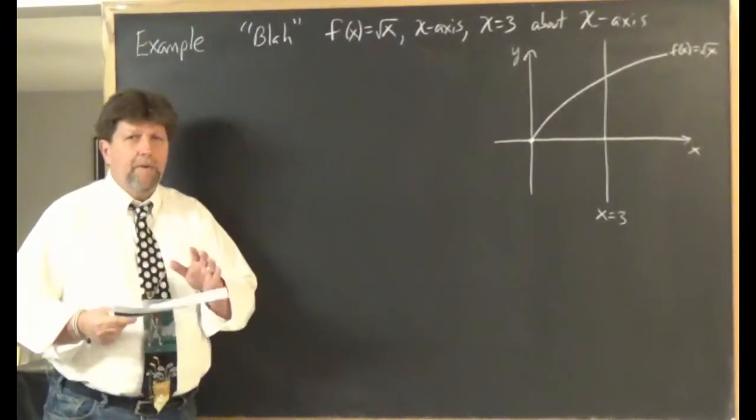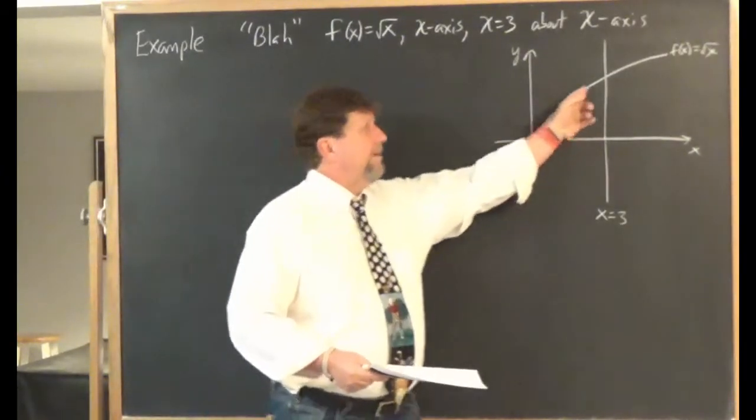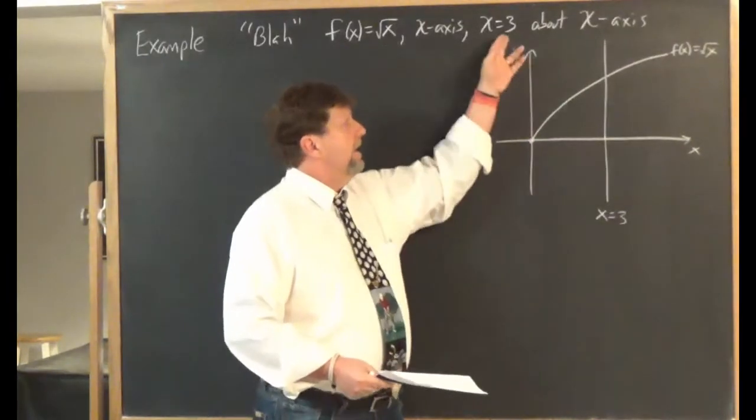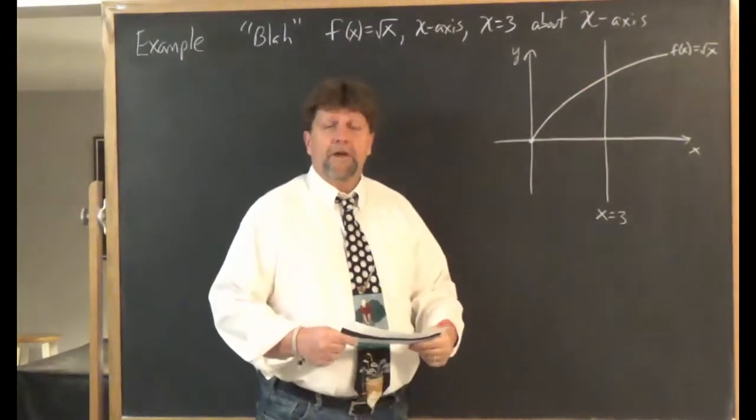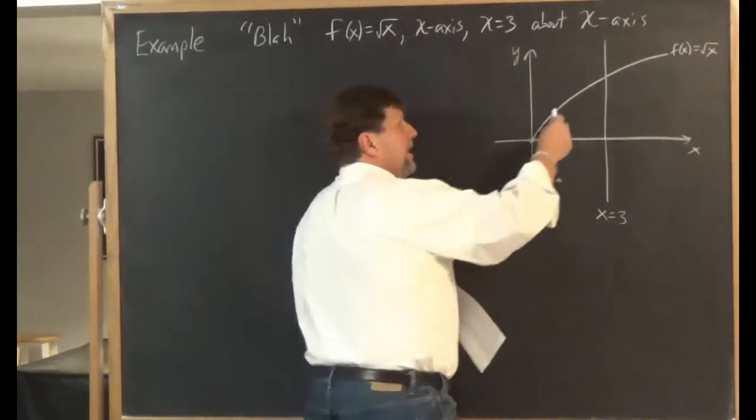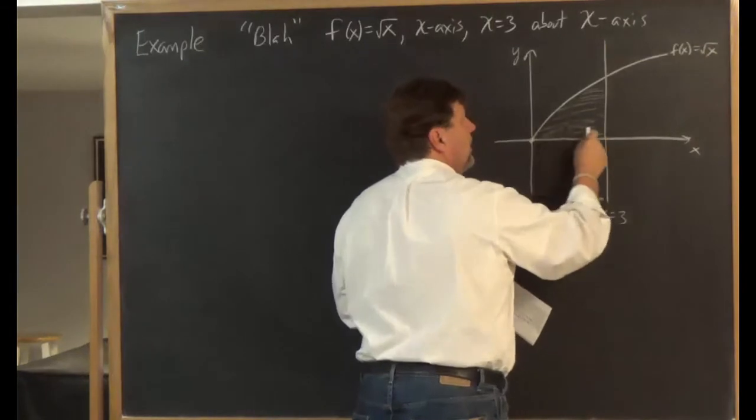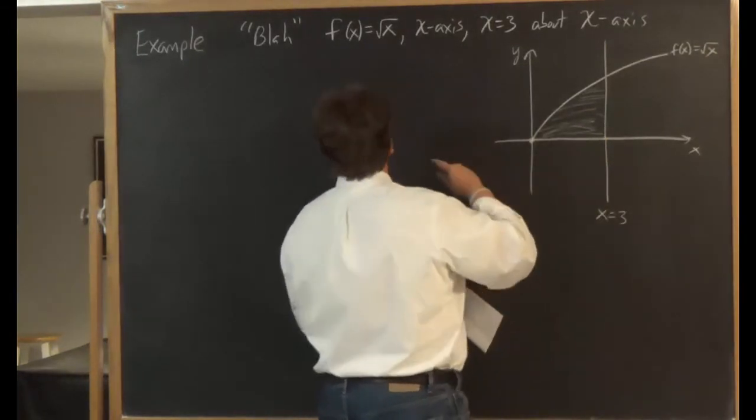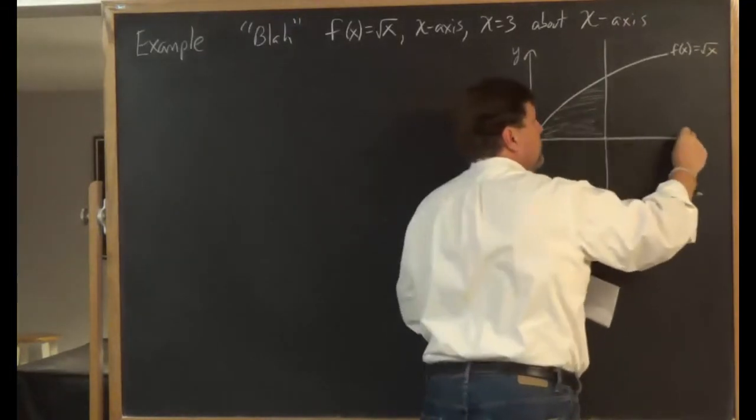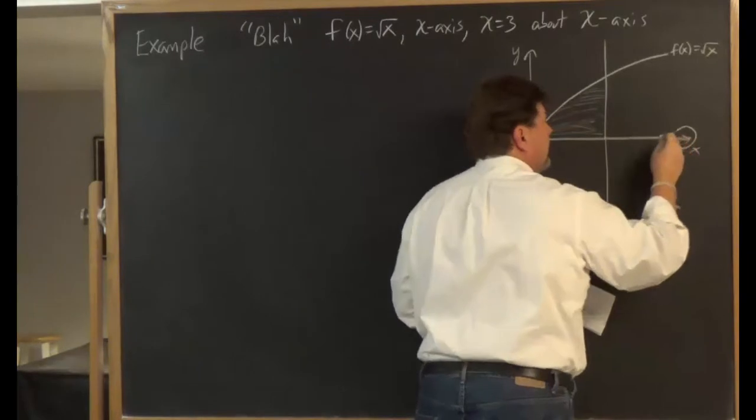This is a lot like what we did in the prior section. Here's the graph of f of x equals square root x. Of course, we have the x-axis. x equals 3 is the vertical line. The region that's bounded, well, it's this region here. And that's the region that we're going to revolve about the x-axis. So this region gets revolved about the x-axis.